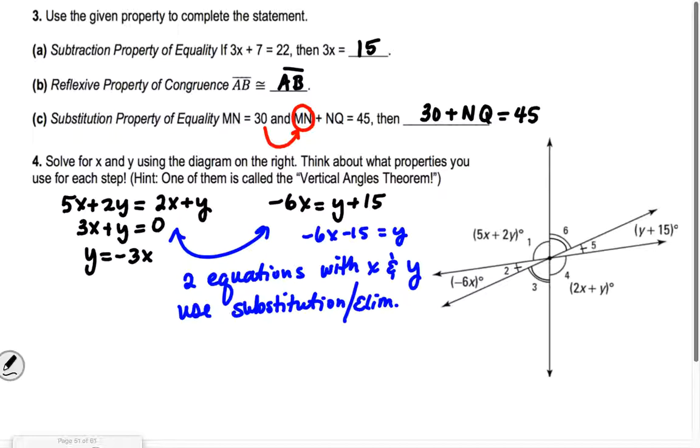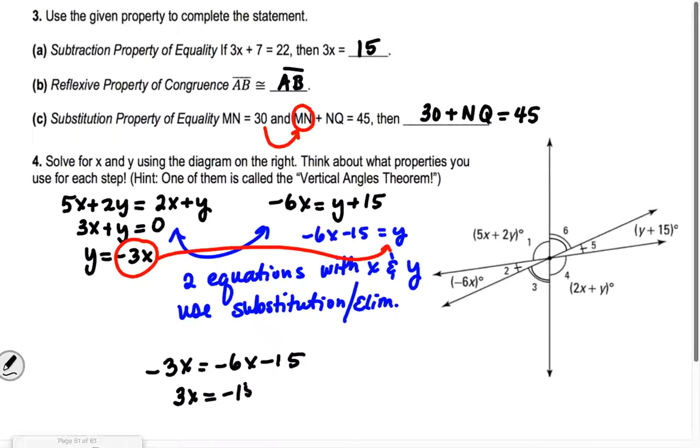Let's do that. So if y is equal to negative 3x and y is equal to negative 6x minus 15, what equation can I write? Yeah, exactly. I'm going to say negative 3x has to equal negative 6x minus 15. I add my 6x over and I get 3x equals negative 15. So x is equal to negative 5.